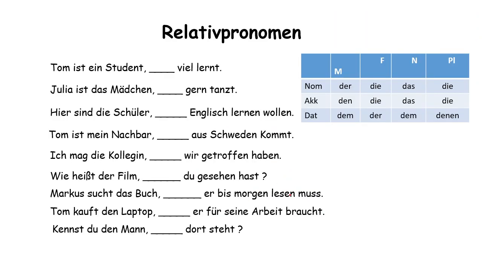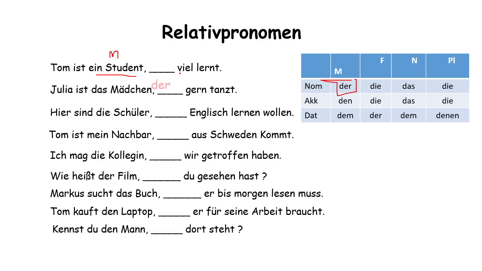Let's understand with an example. Tom ist ein Student. Tom is a student. He learns a lot. Here we take the gender, masculine, and we don't know the case. So first of all we try to search for the nominative, because every sentence has a subject, nominative. The subject is not there, so we can assume that it is the subject.